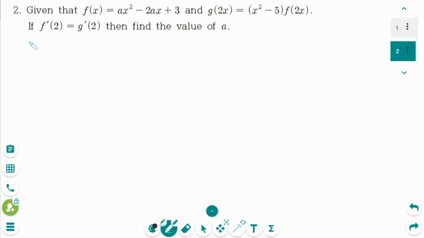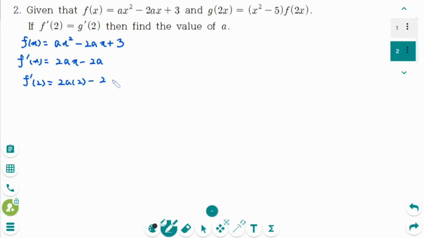Number 2, f of x equals ax squared minus 2ax plus 3. Then f prime of x equals 2ax minus 2a. F prime of 2 equals 2a times 2 minus 2a. So 4a minus 2a, which is 2a. F prime of 2 equals 2a.